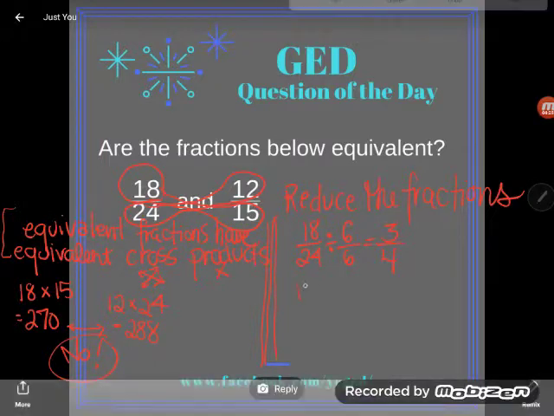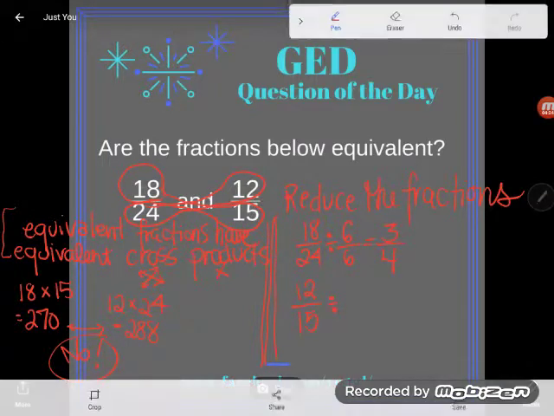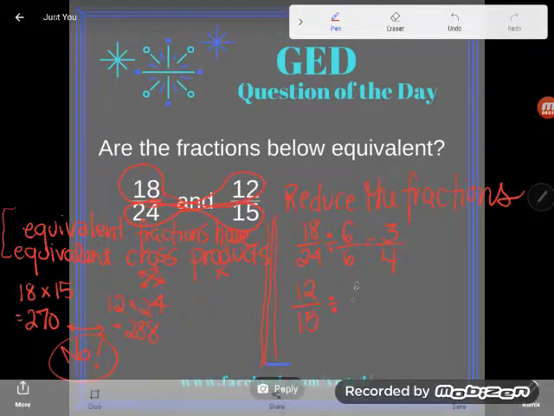Now let's look at the fraction 12 to 15, or 12 out of 15 is another way to think of it. They too have a common factor. The numbers 12 and 15 are both divisible by 3. They're both on the 3 times tables.